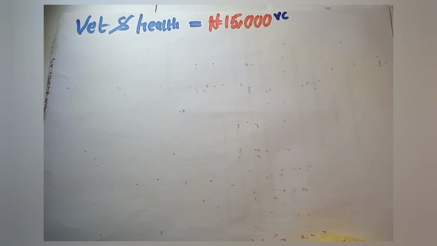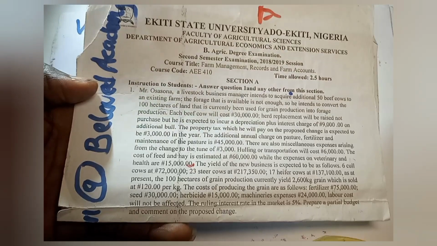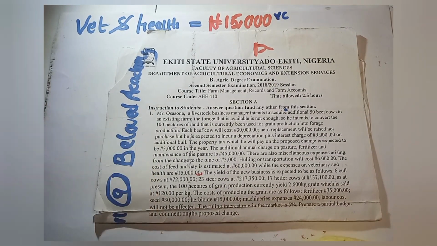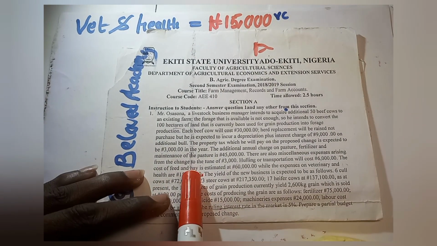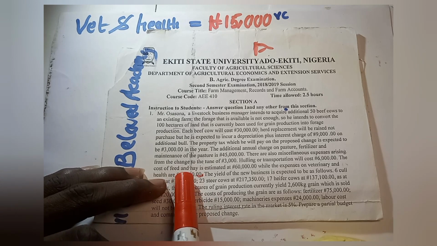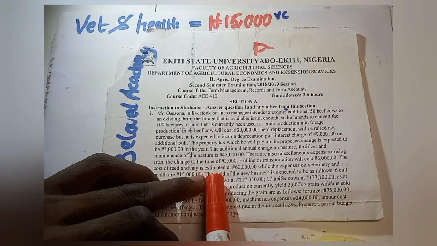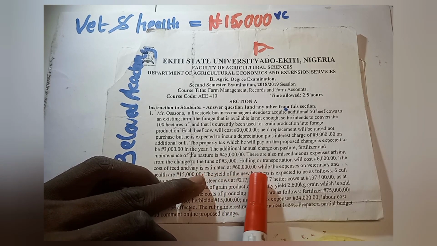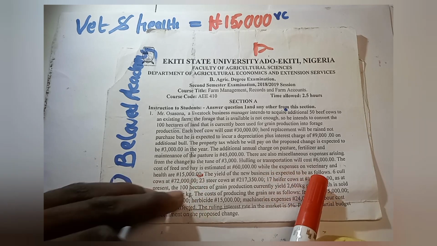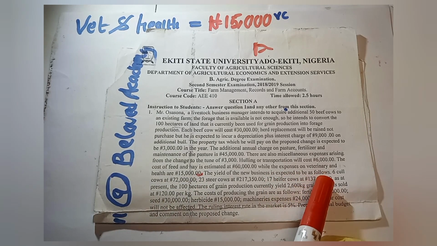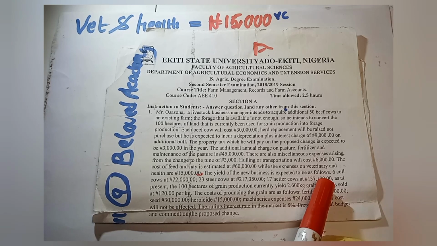The next part of our question is the yield for his new business, and yield is also known as income. If you look at this question very well, the next figure after the veterinary and health 15,000 is the yield. I've written that. So the question says the yield of the new business is expected to be as follows. Now I want you to pay attention. Yield is also known as income. Are you getting it?